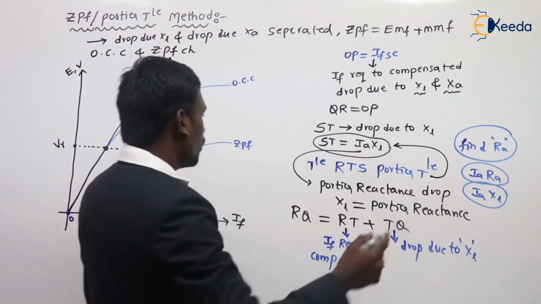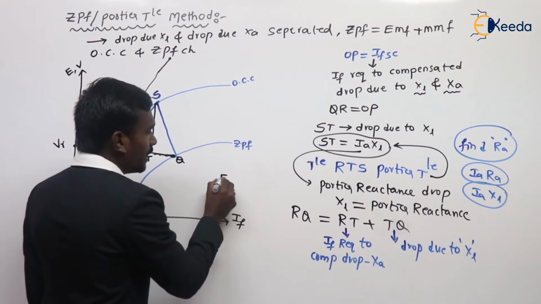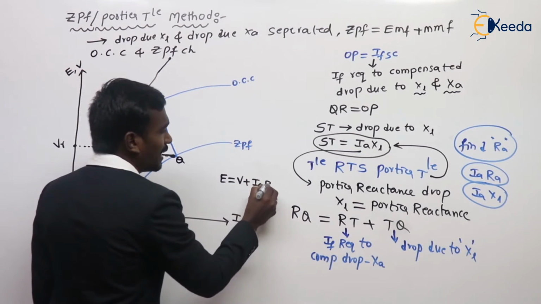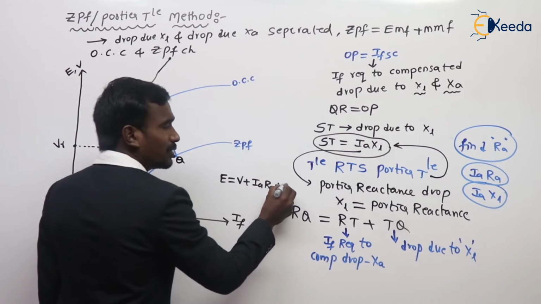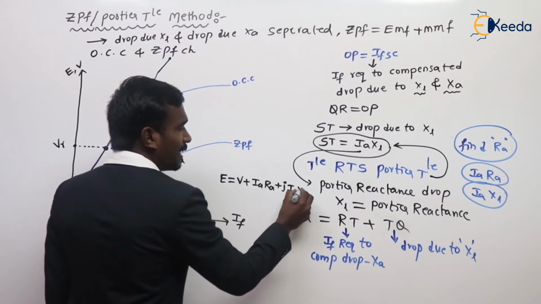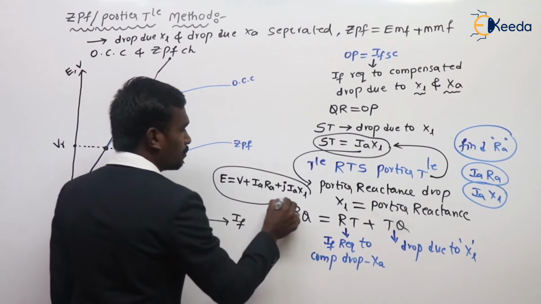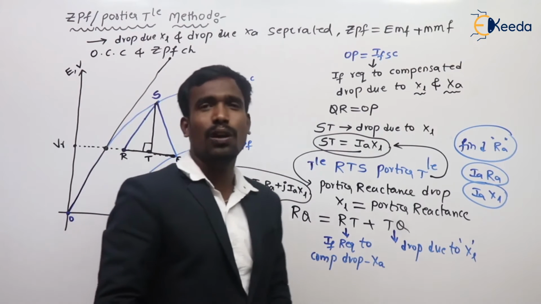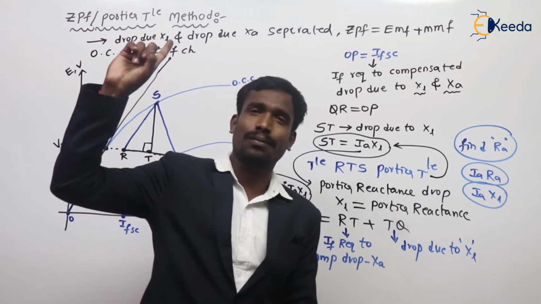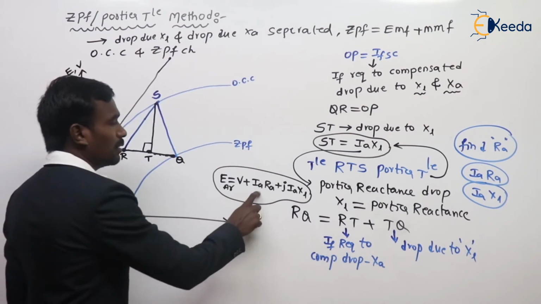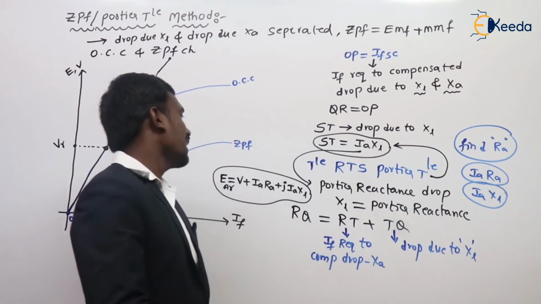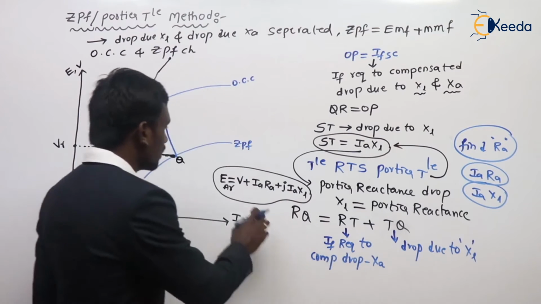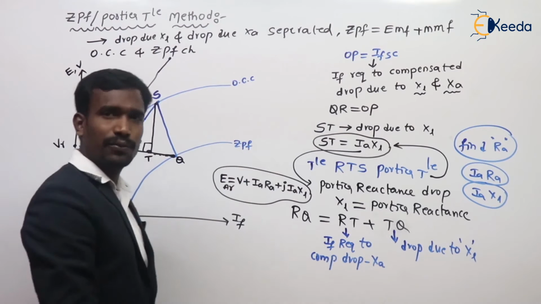Now finally the EMF E is equal to V plus IARA plus jIAXL. Up to now, this EMF is called the air gap EMF. I already said this in the vector diagram. So the air gap EMF is equal to V plus IRA plus jIAXL. This is our air gap EMF.